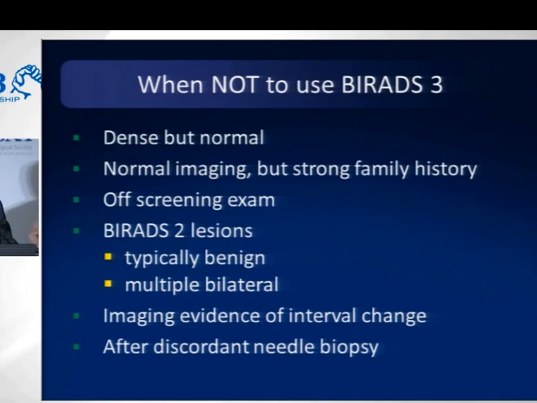Another circumstance when we would not want to use probably benign is after a discordant needle biopsy. So you're doing a stereotactic biopsy and you fail to get sufficient calcifications. Or you are biopsying a fairly suspicious mass, let's say a spiculated mass, and you get back fibrocystic change. You get back a discordant result. It is not a reasonable substitute to put those patients in a 6-month follow-up category. We need to re-biopsy that or send those patients on for surgical excision.